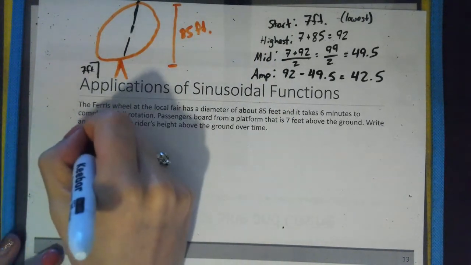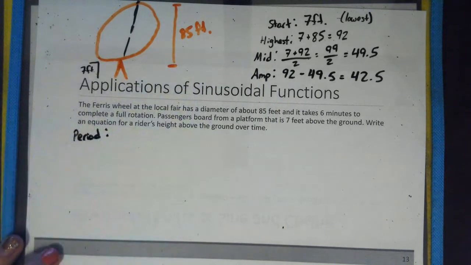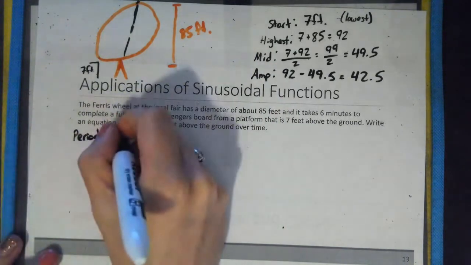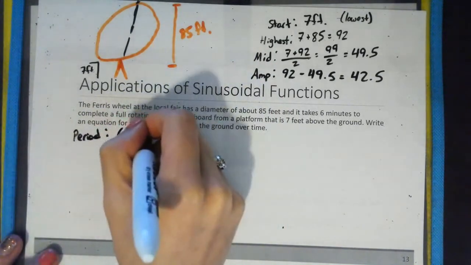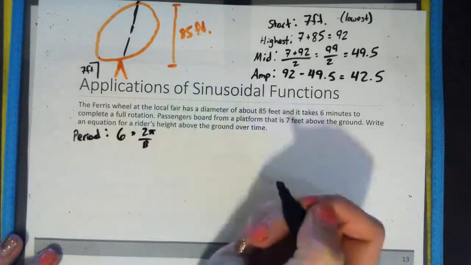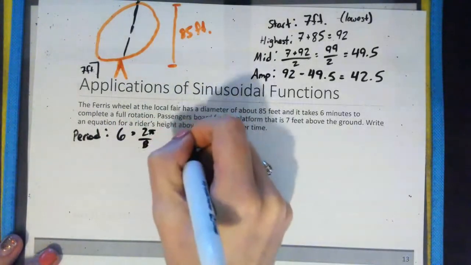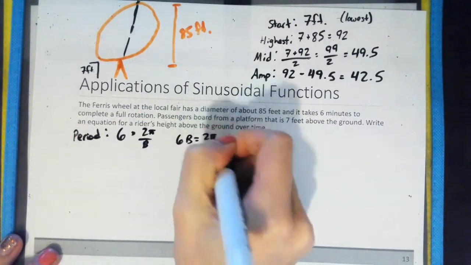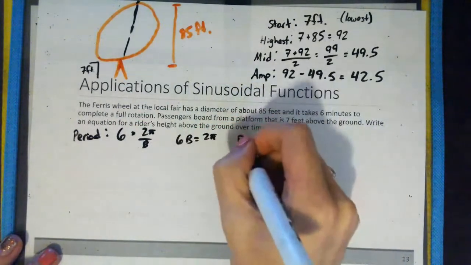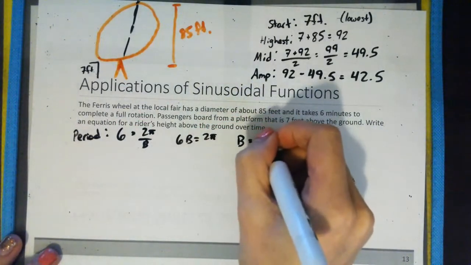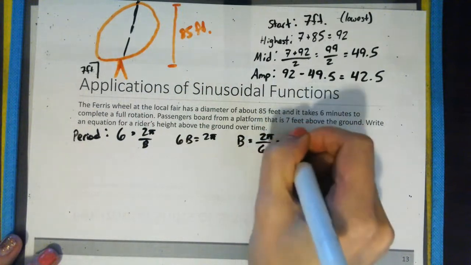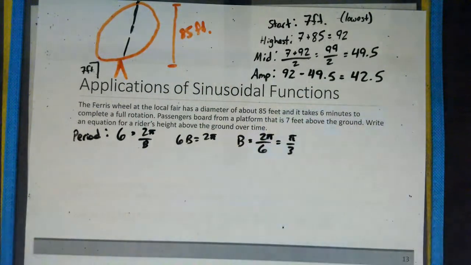They told us that it takes 6 minutes to get around the whole thing. So our period is 6. That's going to be equal to 2 pi over b. Multiplying both sides by b, then 6b equals 2 pi. And dividing by 6, we get b is equal to 2 pi over 6, which reduces to pi over 3.